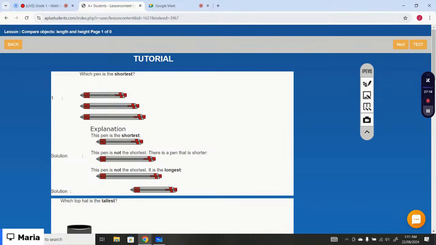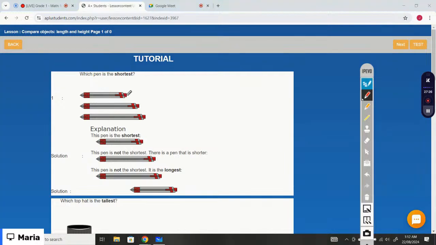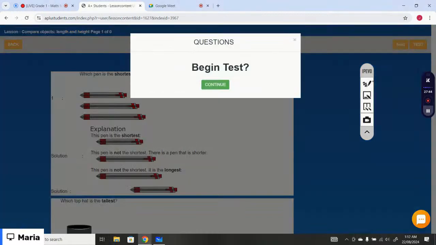So you are given three of the pens. The first one is the shortest. So if you see the length, this one has the shortest length, right? So that is the shortest one. Option number one is the correct option, right? Then this one is the longest one, and this one is the shortest one. You have to compare the lengths. Okay, let's just start with the test questions.